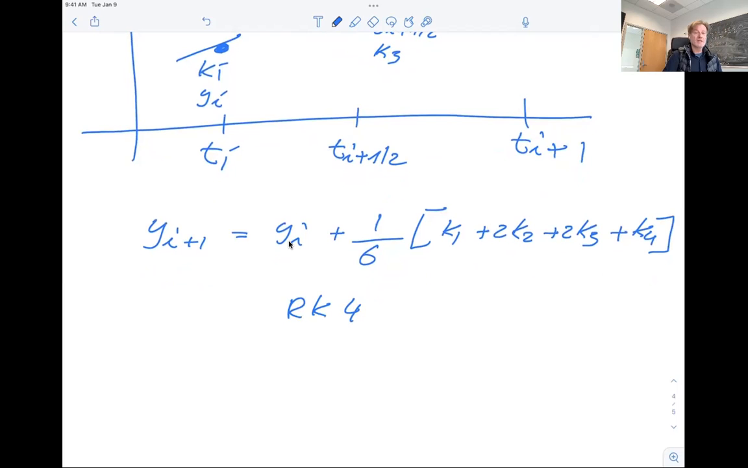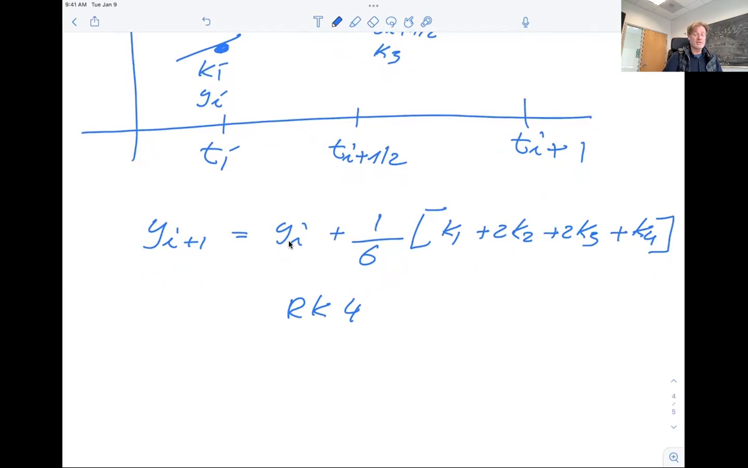And this concludes the derivation of the methods. So just to summarize, these methods are based on different algorithms for evaluating an integral between t_i and t_(i+1). Based on these algorithms, you can get methods with different truncation errors.